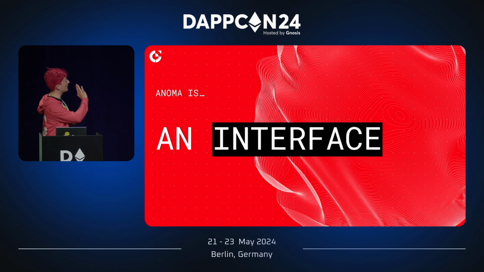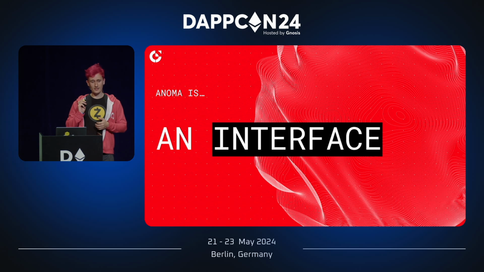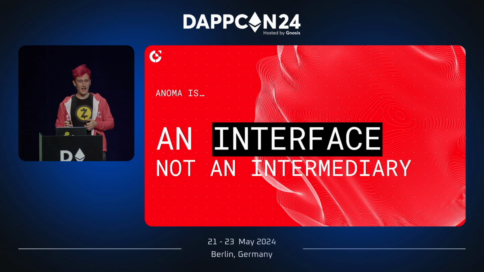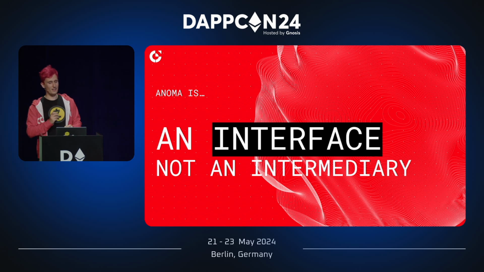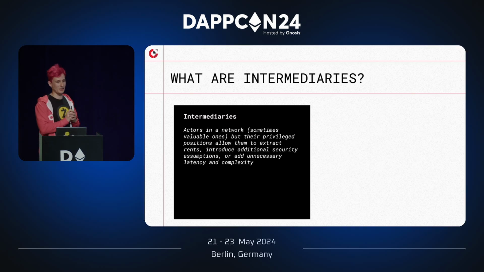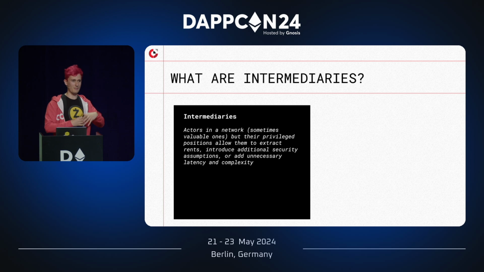I would, in the beginning, like to take a minute or so to talk about how Anoma is an interface. It is not an intermediary, and this is very important to understand. The differences here are really crucial, and I think lots of times at the moment, people confuse intermediaries for interfaces, and a lot of intermediaries try to pretend really hard that they are interfaces, whereas in reality they're not. Generally speaking, an intermediary is an actor on the network. And oftentimes they're valuable ones, right?